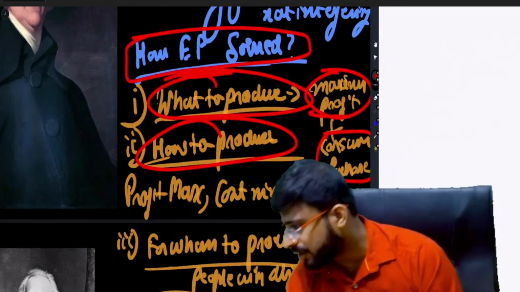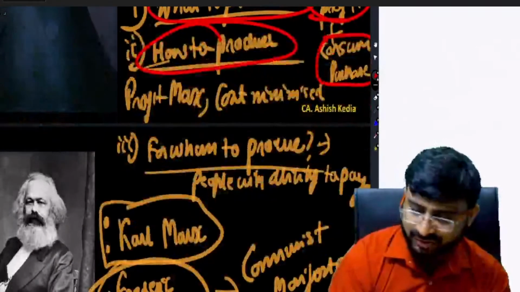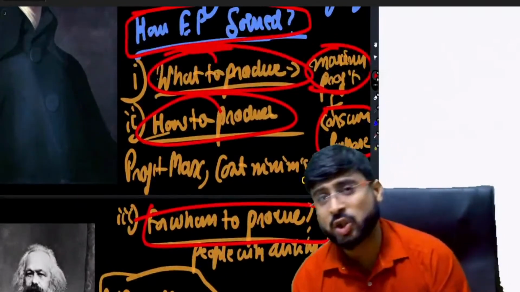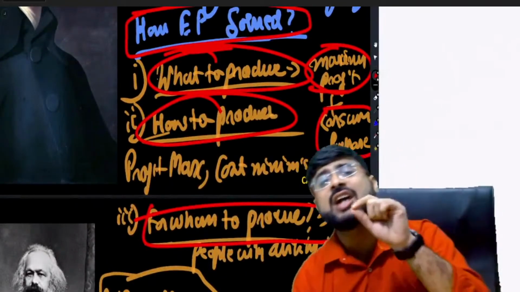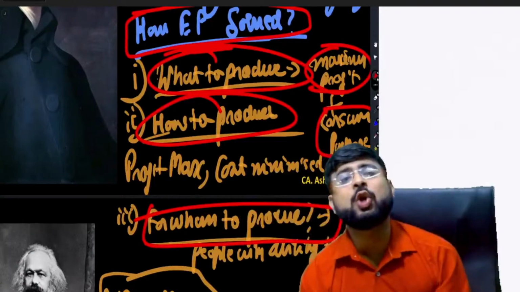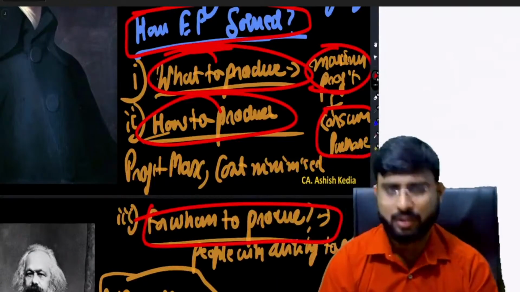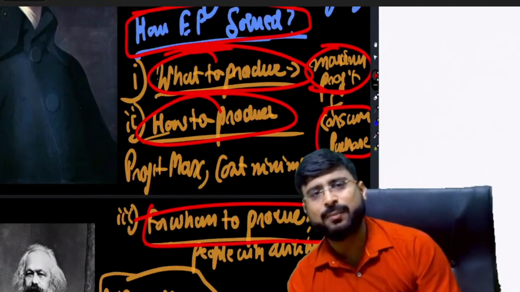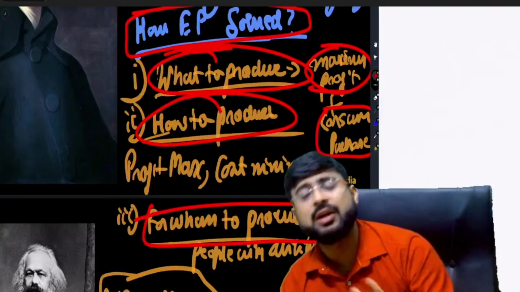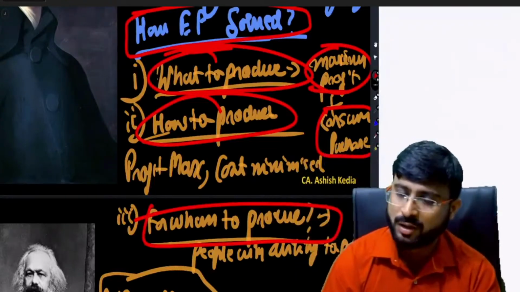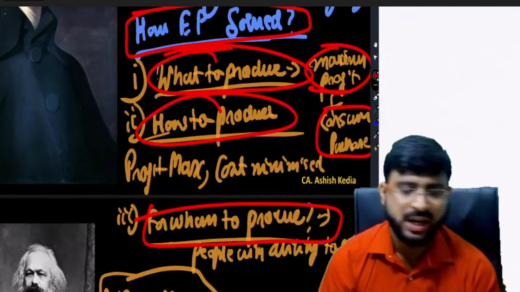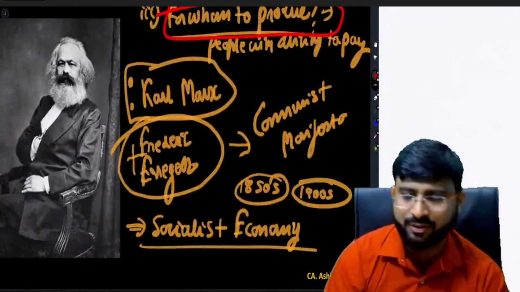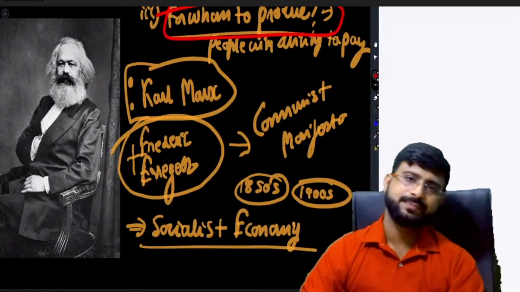And finally, everyone, we are answering the question for whom to produce. Since a capitalist economy is a profit-oriented economy, we are producing for those people who have the ability to pay. If you have the ability to pay, we are producing for you. If you don't have the ability to pay, we are not producing for you. This is a capitalist economy. Everyone, is it crystal clear? Can we move to socialist economy? Everyone, are we ready? Come on.